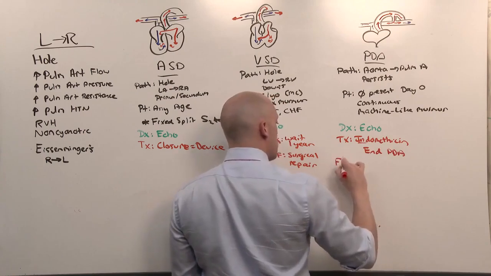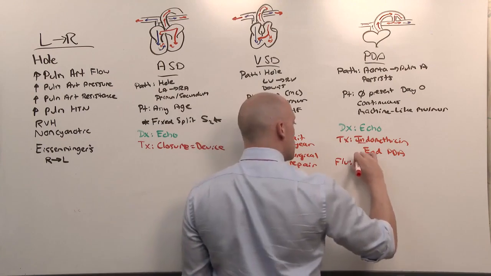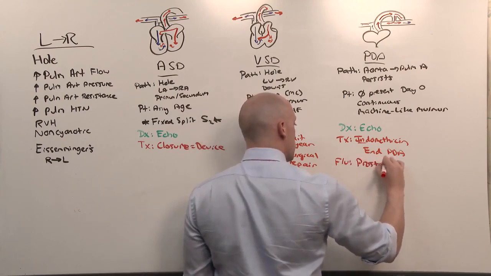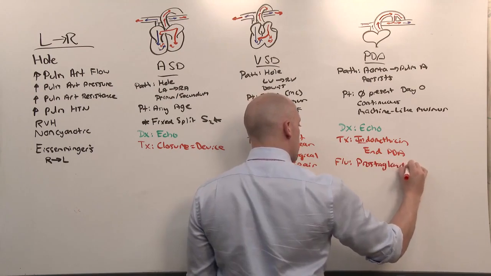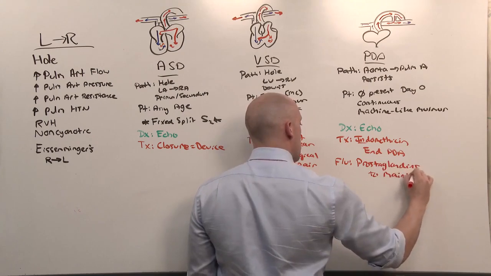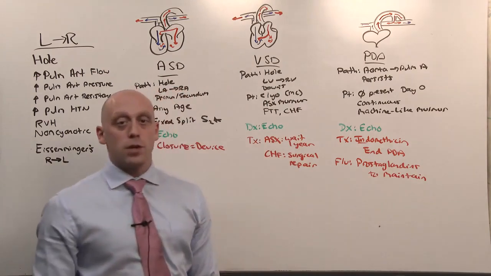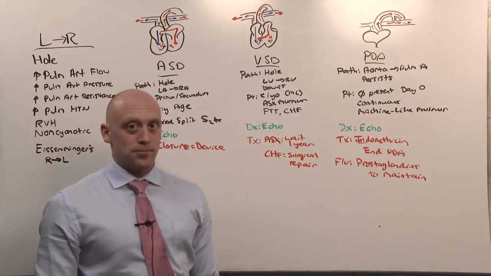But you might want to keep that open. As we'll talk about in transposition, you need to give prostaglandins to maintain the patent ductus. Now, you're not going to do this for life, but in the first couple of days until you can get baby to surgery, you may need to do that.